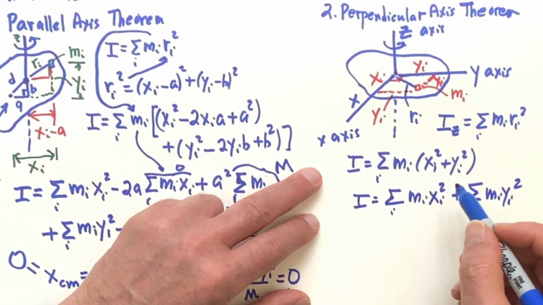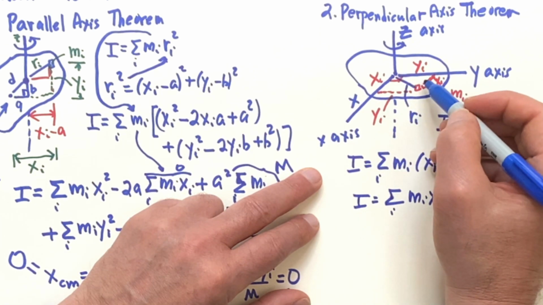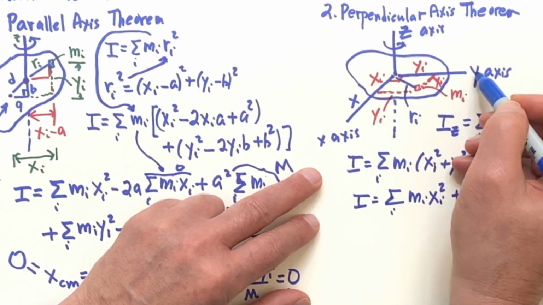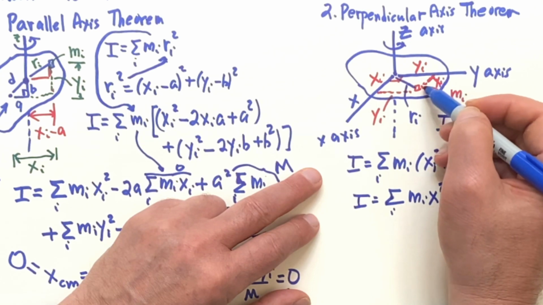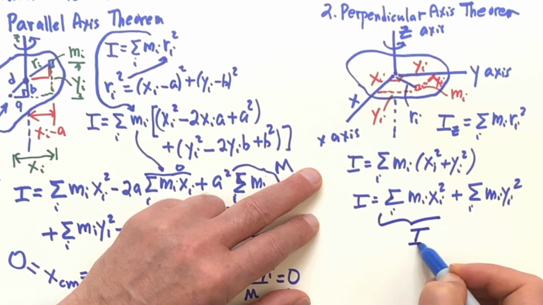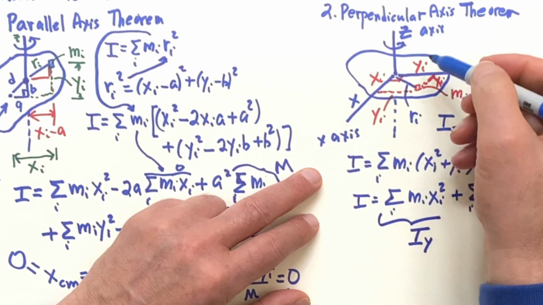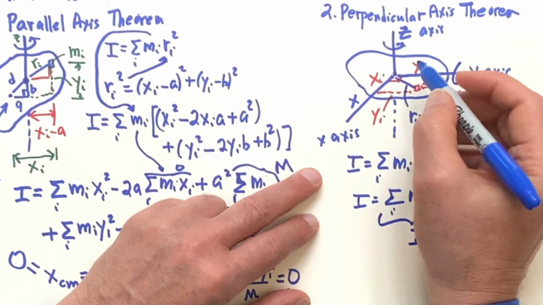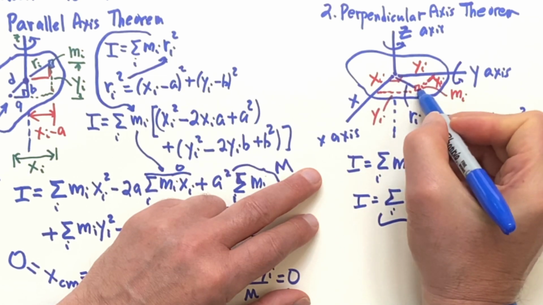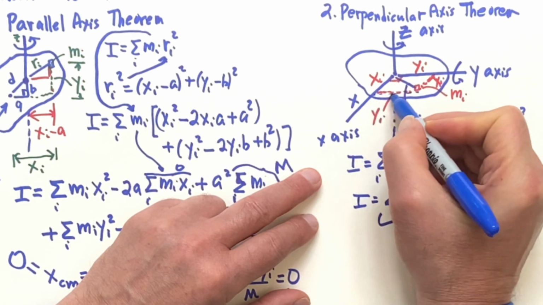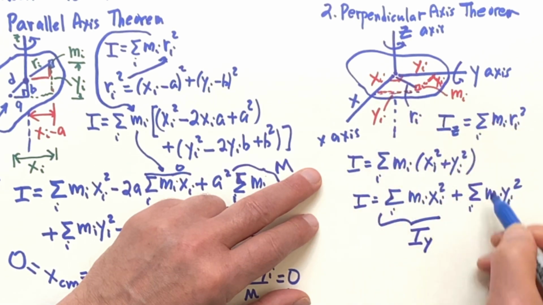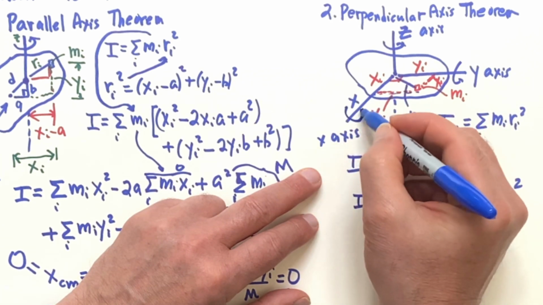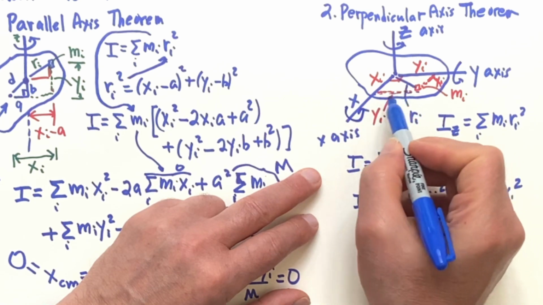But what is mi xi squared? Well, xi is the distance from the y-axis. So these are distances from the y-axis. So this is going to get you the moment of inertia about the y-axis if you were going around that way. Then what about the yi? Well, yi is the distance from the x-axis. So that's going to be Ix, if you were going around like this, the mass from the x-axis.